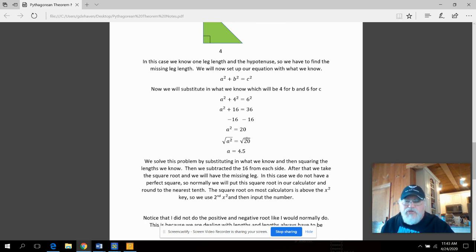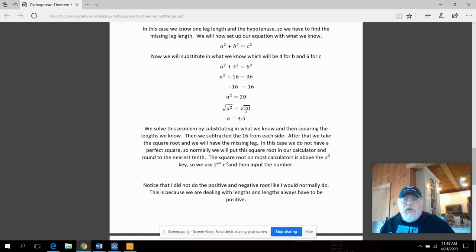The square root of 20 is not a perfect square, so I cannot just take the square root. I have to find it. I'm going to do that using a calculator, and normally we're going to round it to the nearest tenth. So when it's not a perfect square, you're going to end up getting a decimal, okay? So when I do the square root of 20, very simply, I look for the square key on the calculator. That's the x squared.